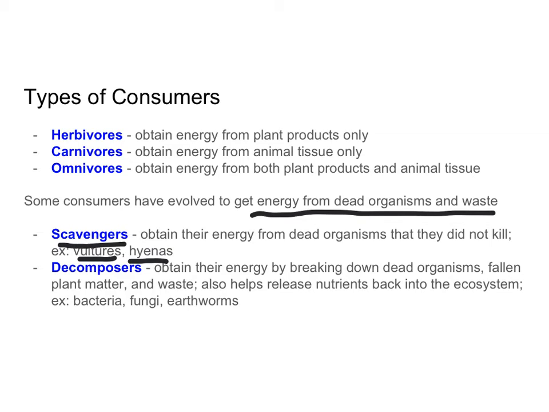And then really, really important to an ecosystem are decomposers. These are things that break down dead organisms. They break down plants that have died, they break down animals that might have died, and they get energy by this. But more importantly, they also release those nutrients back into the ecosystem that plants can then use to help themselves grow. So decomposers are things like bacteria, fungi, earthworms, all very, very important for a functioning ecosystem.